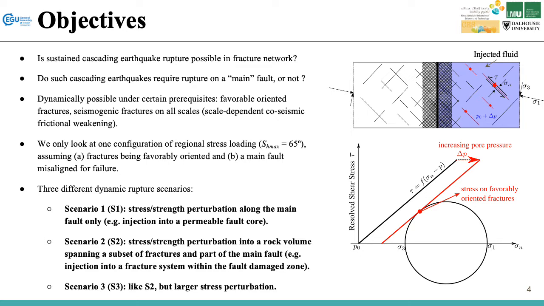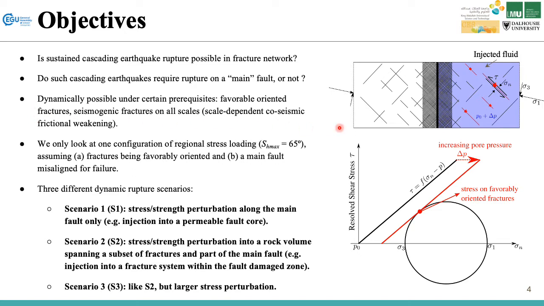The aim of this study is to answer two main questions. Is sustained cascading earthquake rupture possible in a fracture network? And do such cascading earthquakes require a rupture on the main fault or not?